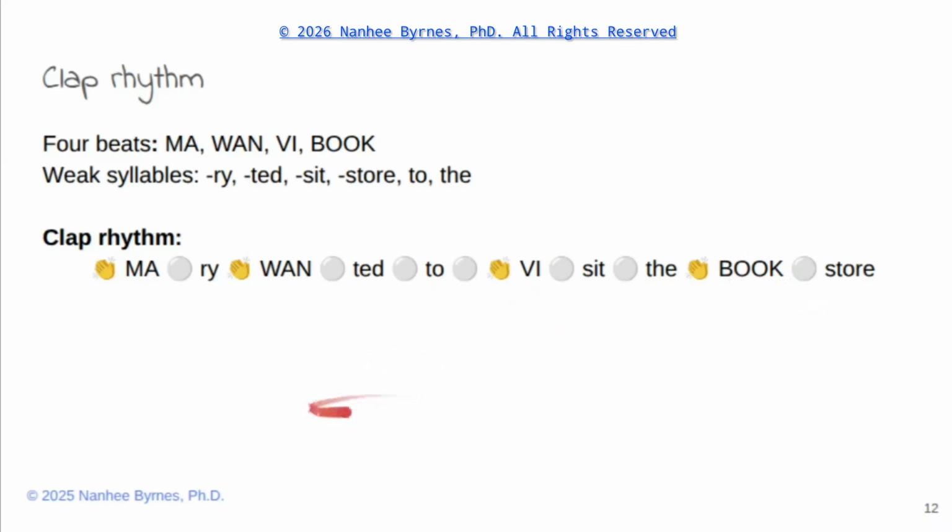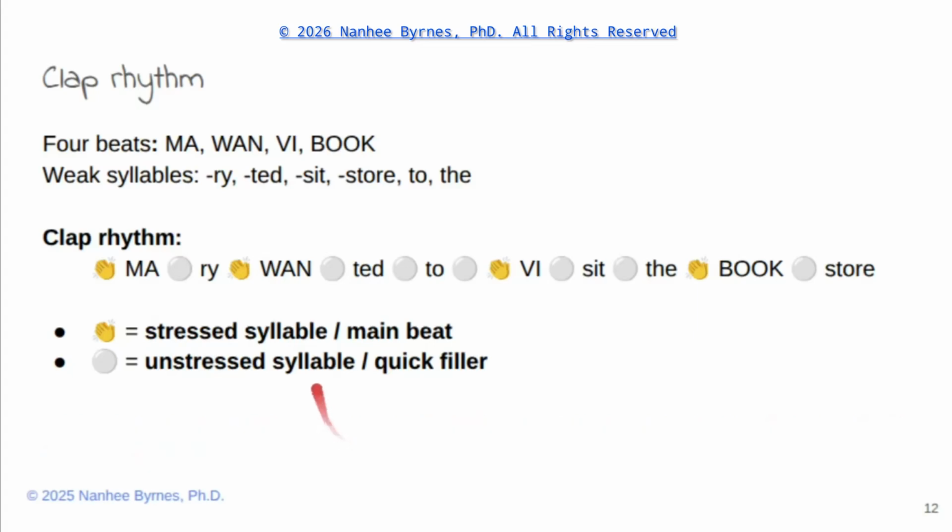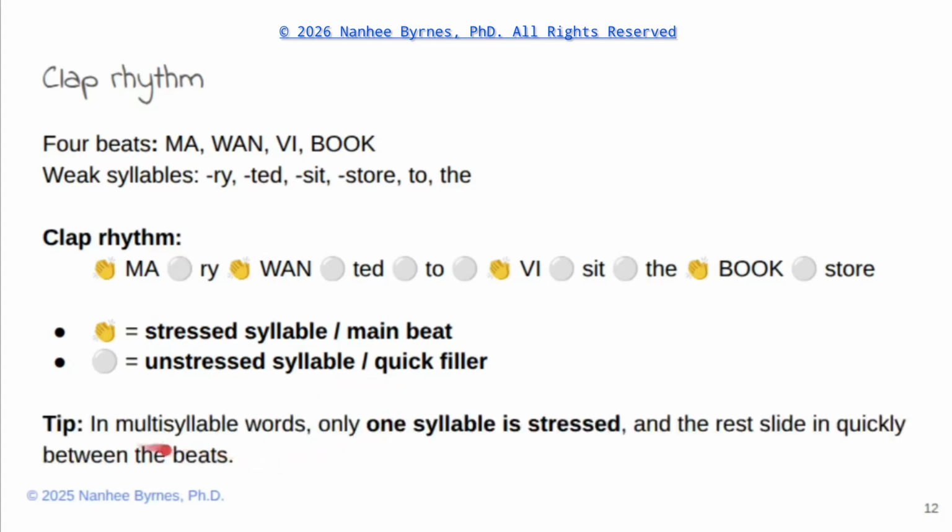Step 4, notes on rhythm. Second syllables of words are usually weak and shorter. Function words like to and the are never stressed. They slide in quickly. The rhythm feels like strong, weak, weak, strong, weak, strong. I see. So in longer words, we only stress the main syllable and the rest of the syllables behave like weak words. Precisely. That's how English keeps its bouncy musical rhythm.